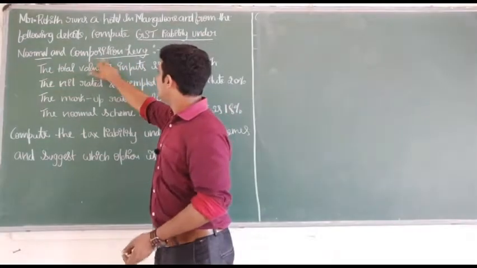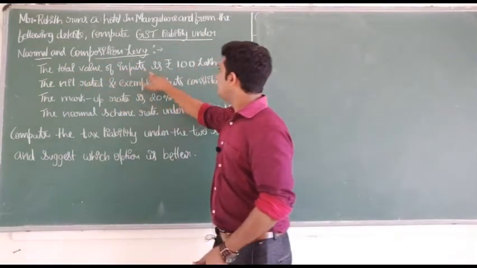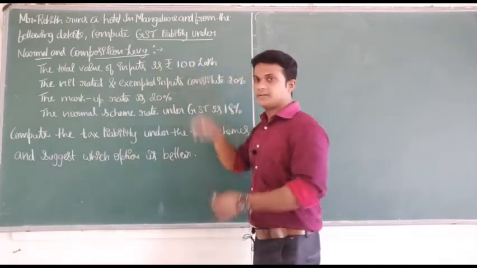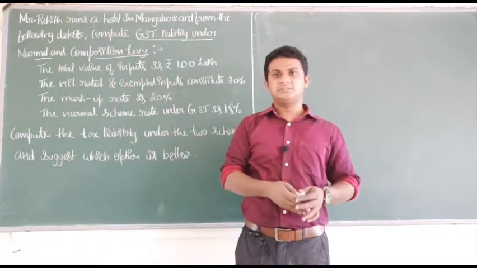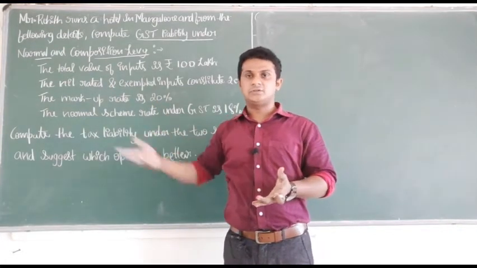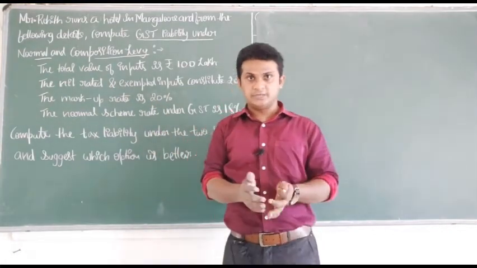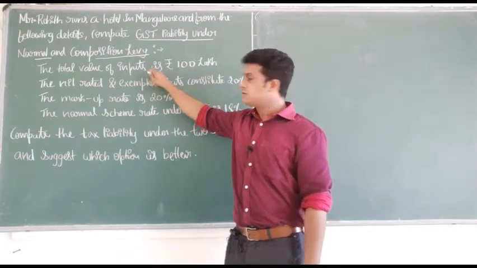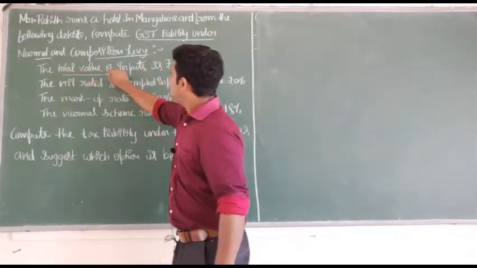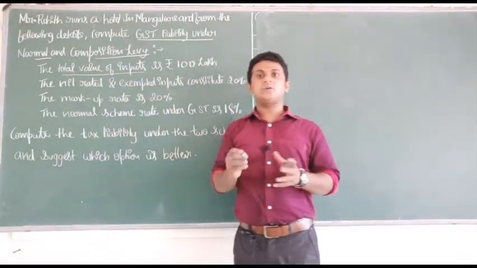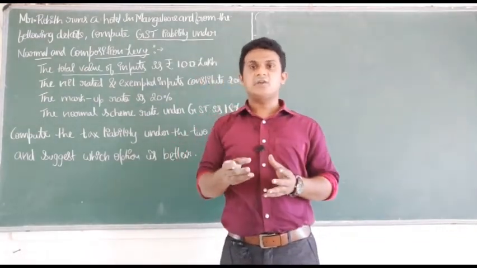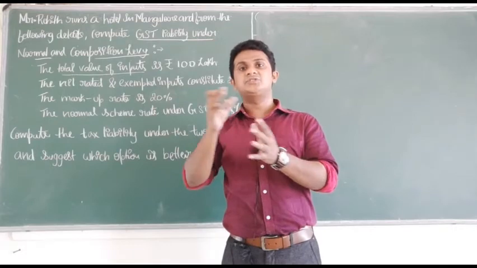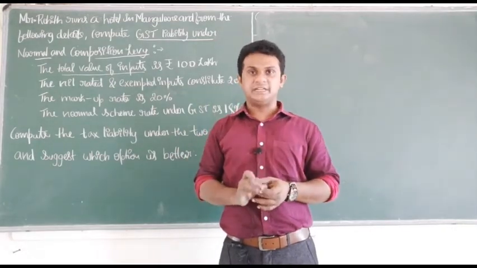Next, they have given the total value of inputs as rupees 100 lakh. So Rohit has purchased inputs. To run his hotel he needs inputs, which he has purchased. If you see here, they have given the total value of input. They have not given the invoice value of input purchased by him. When we say invoice value of input, it includes the GST component. That value we need first of all.